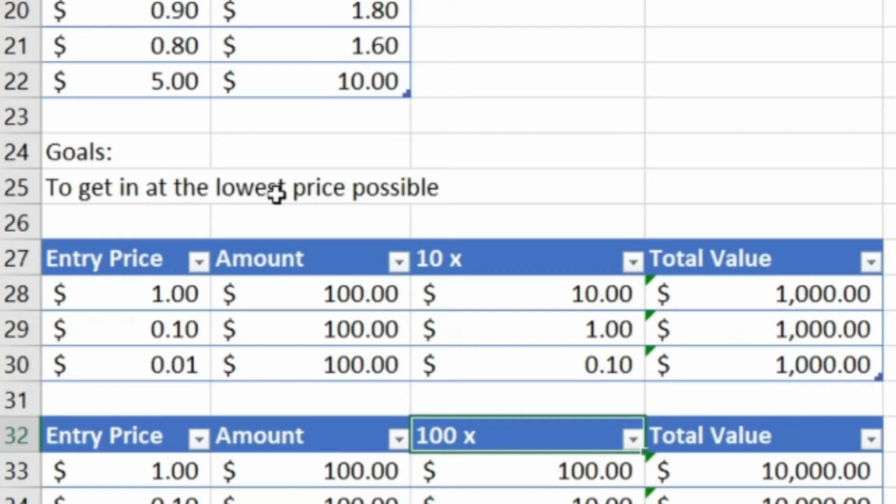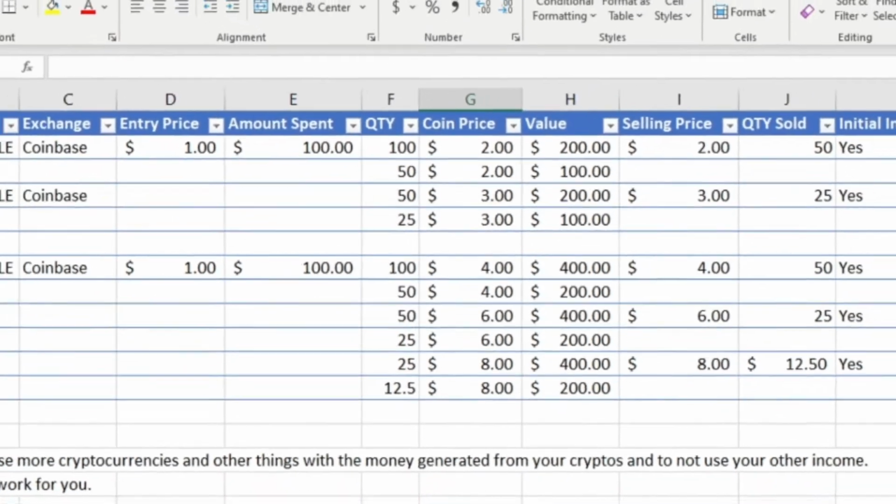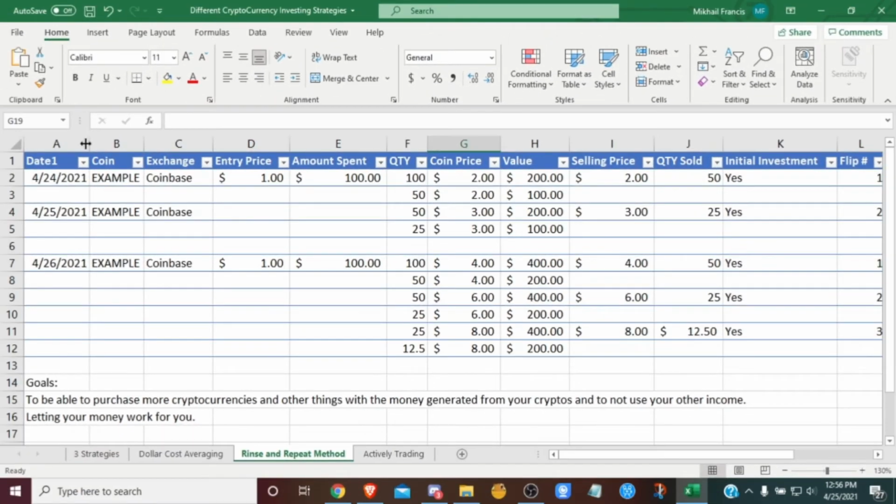I hope that made your brain explode. But if you're still here, let's move on to the next strategy: the rinse and repeat method, or what I like to call the unlimited money method.